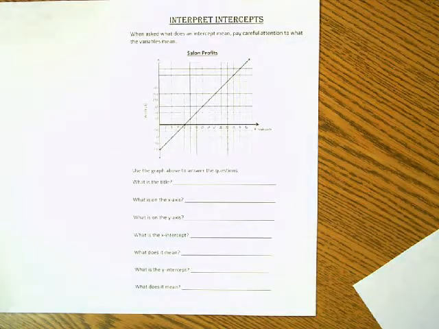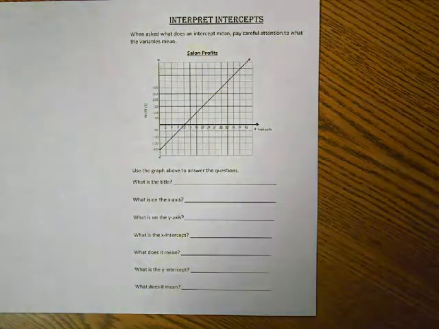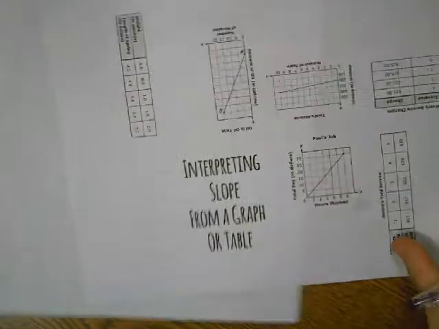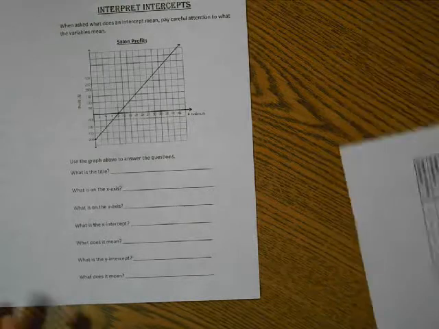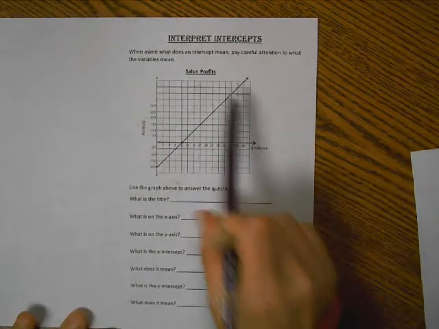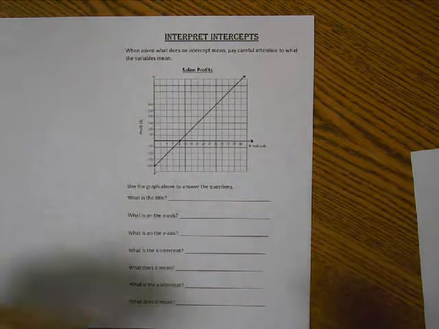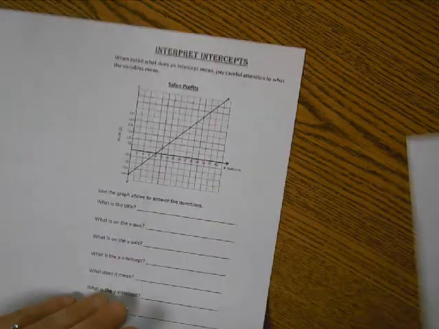Okay, so you should currently have two sheets of paper. You should have this page that says Interpret Intercepts, and you should also have this page that says Interpreting Slope from a Graph and a Table. And those are the two things we're going to talk about today in this video. So, interpreting slope and interpreting intercepts. So we want to know, what do they mean? They're all going to be put in real world context, like salon profits and Paul's job. Just different things that happen in the real world.